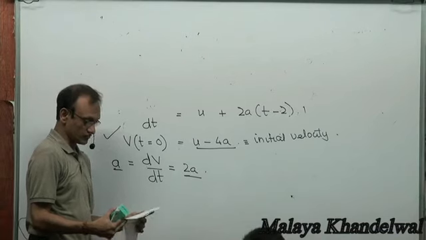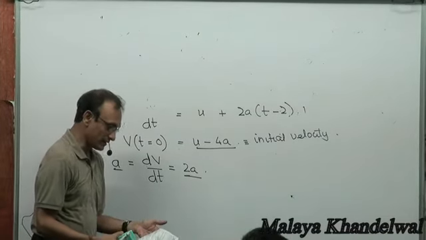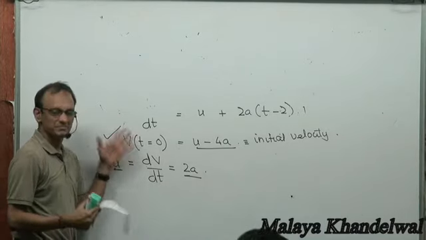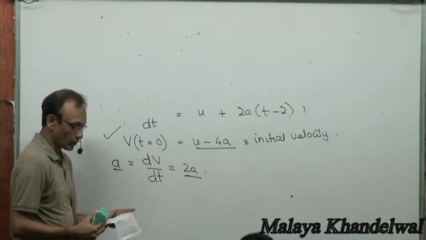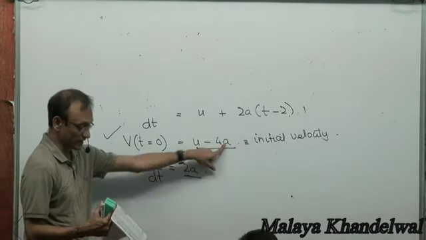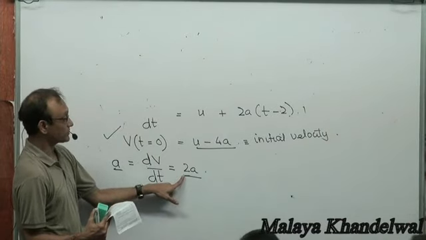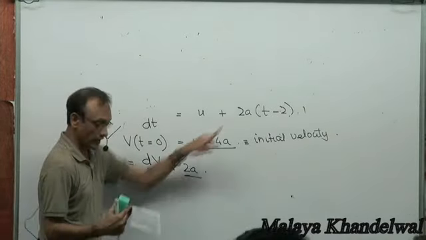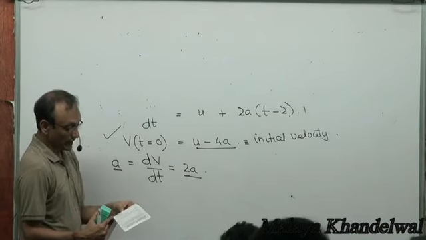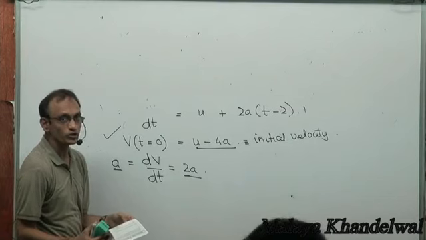I think they have goofed it up while typing. It's all goofed up, but it does not matter. Whatever might have been the options, the initial velocity of the particle is not u, but is u minus 4a. Acceleration of the particle is actually 2a. So option C, which is written as 2s, actually should be 2a.